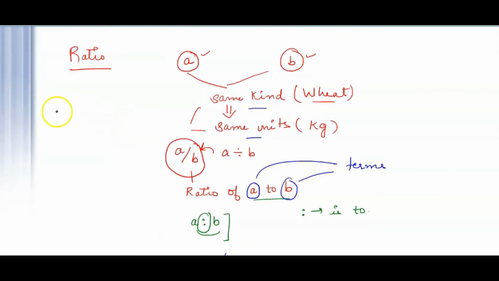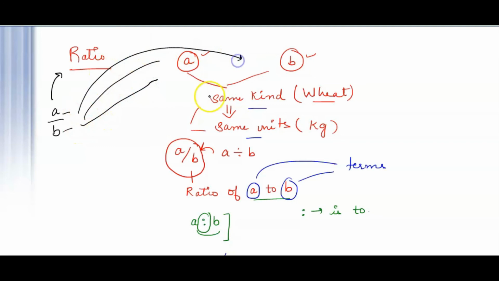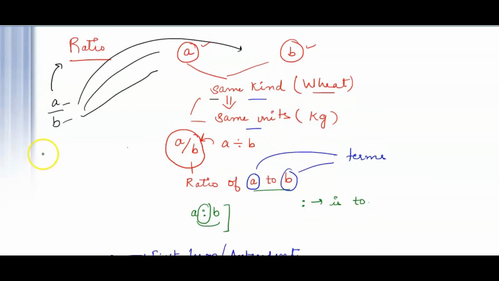We can calculate many fractions, but we call it a ratio only when the fraction is calculated on those quantities A and B that have the same kind and the same units. Only then can we say a ratio will exist.